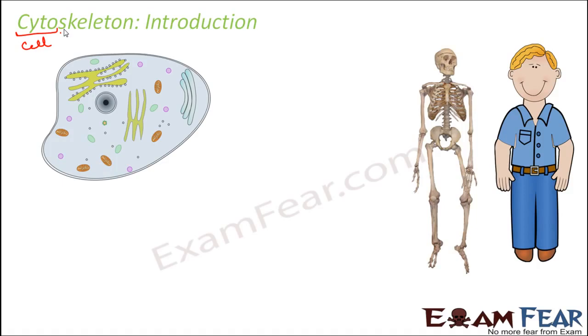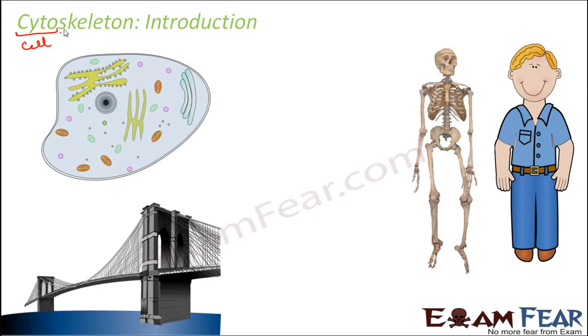So there are some structures which together form the cytoskeleton. For example, in human beings, there are some structures, like the bones and muscles, which together form the skeleton. Similarly, in cells also, we have some specific structures which form the cytoskeleton. Let us think of it as something like a bridge. When a bridge is built, first of all, the pillars are built, and then on those pillars, lateral structures are built to provide additional support.